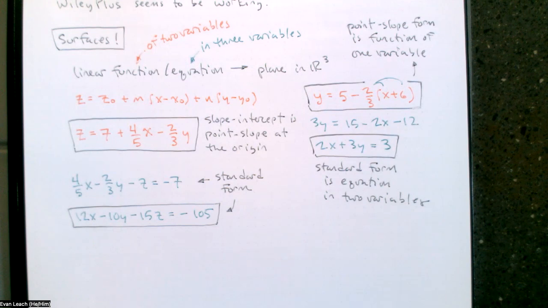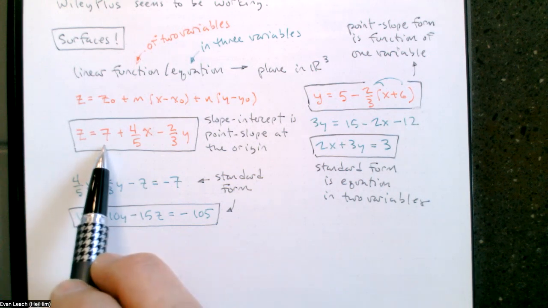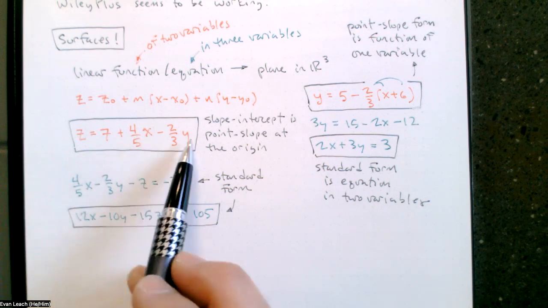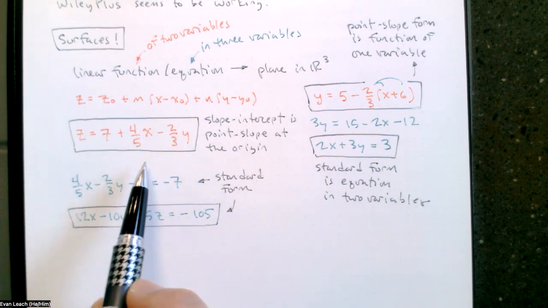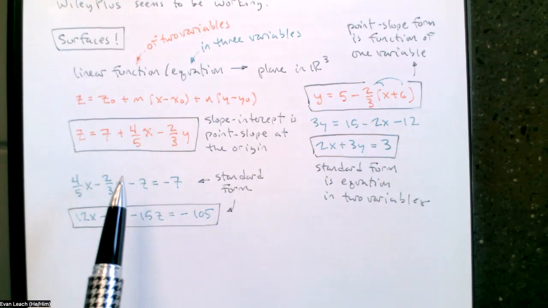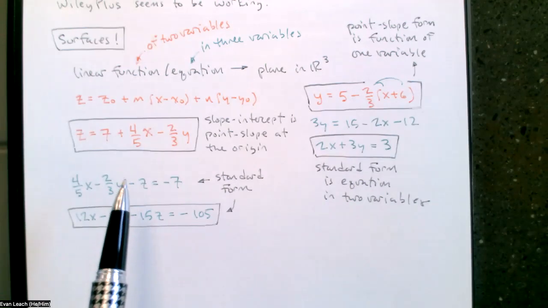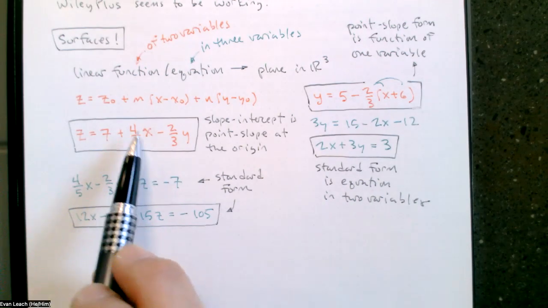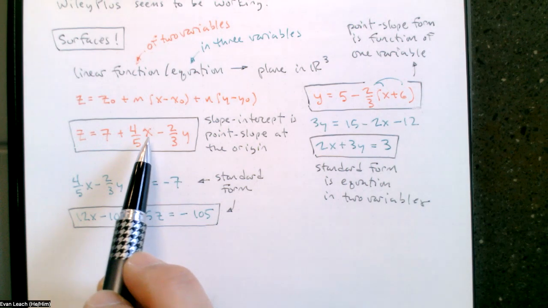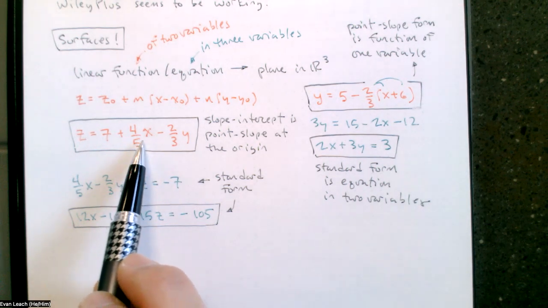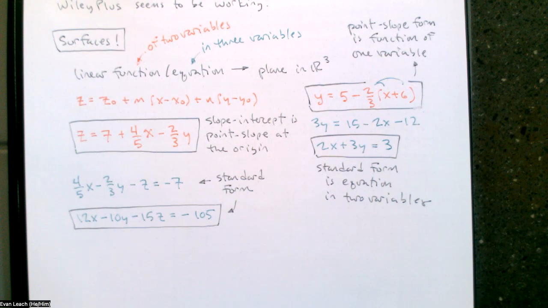That's the only two things that we need for a line: a location and a direction. To describe a plane, we have a location. This number is telling us a location. Z is 7 when x and y are both 0. And we have two directions because we're describing a plane, not just a line. It's two-dimensional. So this 4/5 is describing the direction in the x direction, and the -2/3 is describing a tilt in the y direction.